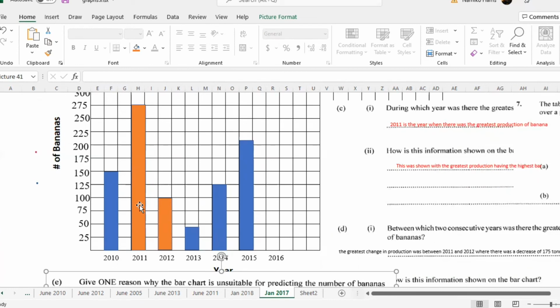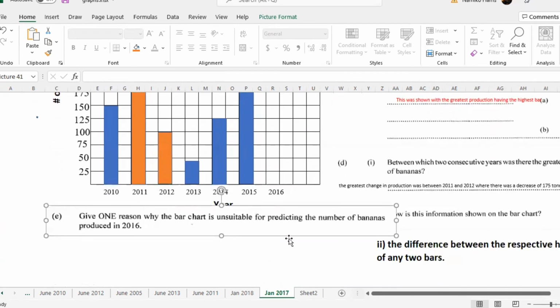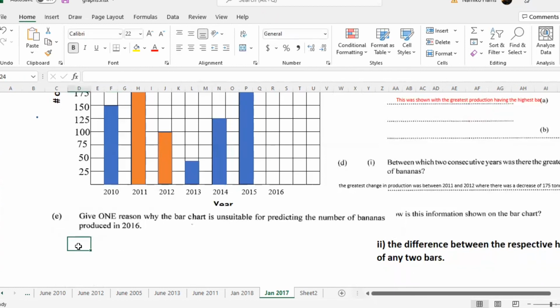No. So because there is no pattern, then we cannot predict what the upcoming year will be. We can't definitely say it will be 275 tons, or it will be 150 tons, or it will be 75 tons. Because there's no pattern, it means that we cannot predict the amount, the tons that will be produced in 2016. And that is all that you are writing.